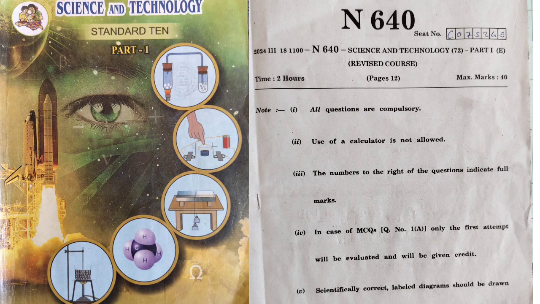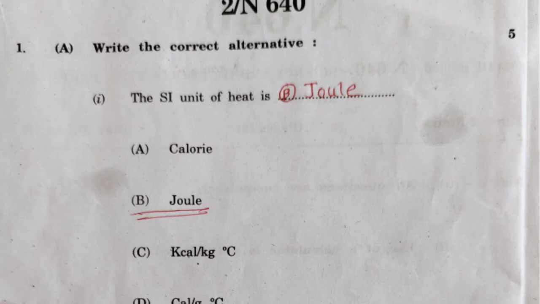Dear students, today we will see the answer sheet of Science and Technology Part 1, Standard 10th. Firstly, read the notes and follow the instructions to write your answer sheet carefully. Question number 1A. Write the correct alternative.